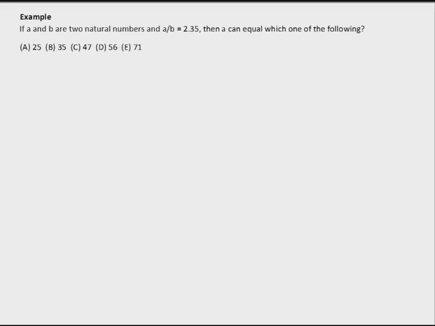Let's see an example involving natural numbers. If a and b are two natural numbers and a by b is equal to 2.35, then a can equal which one of the following? So I'm given a divided by b is 2.35. The key here is that we are given that a and b are both natural numbers. So I get b is equal to a divided by 2.35. This puts some restrictions on a, because a divided by 2.35 is equal to b, and b must be a natural number.